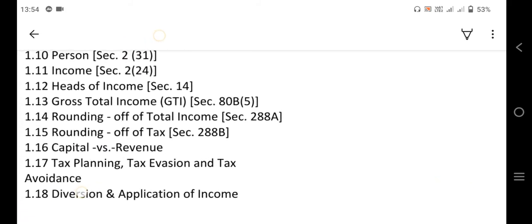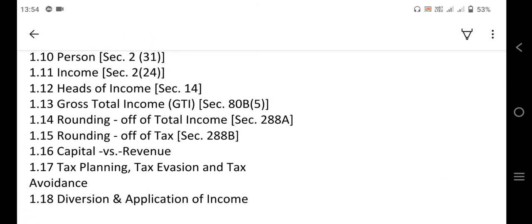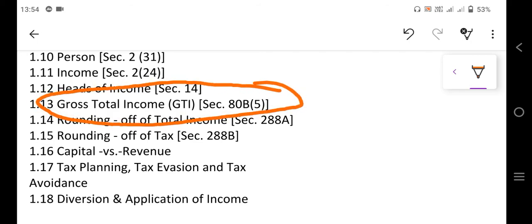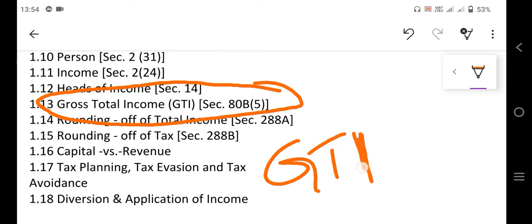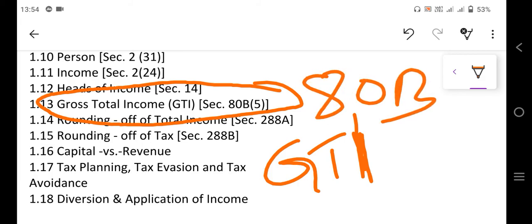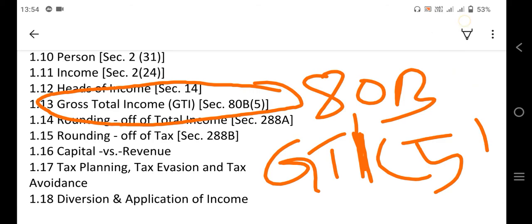So now we will discuss 1.13, gross total income, simply GTI. Section 80B, under subsection 5, we will discuss gross total income.